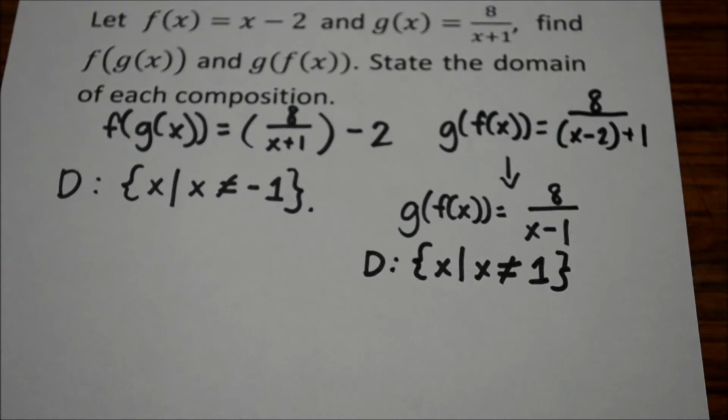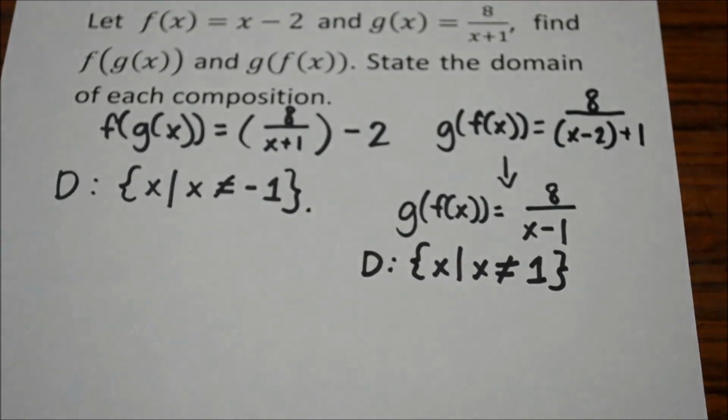There you have it. We have now made composition functions. f composed of g of x is a rational function, which is also the same for g composed of f of x. The domain for both is all real numbers except for the x values indicated based on their vertical asymptotes. And our problem is solved.